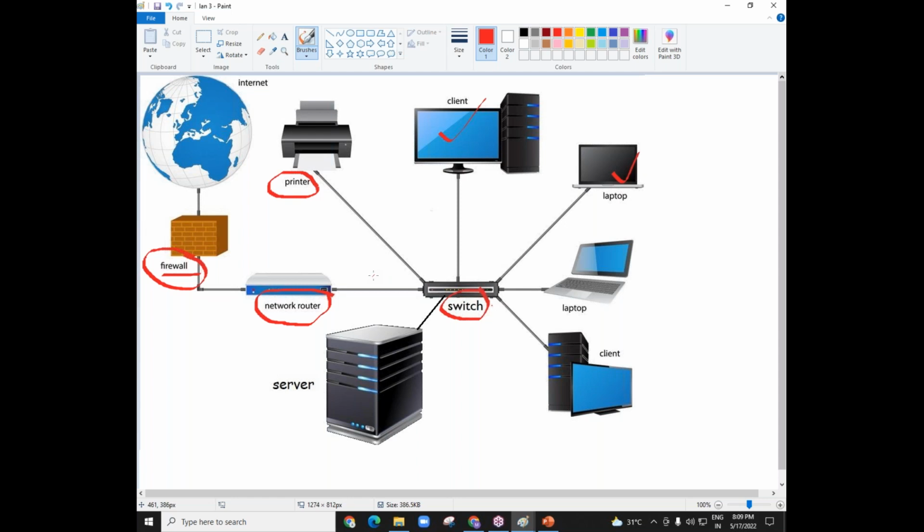Without a firewall, we cannot imagine a network. See, is security important for us? Of course, it is very, very important, right? So a firewall will be there. Okay, now there is a device called a router.